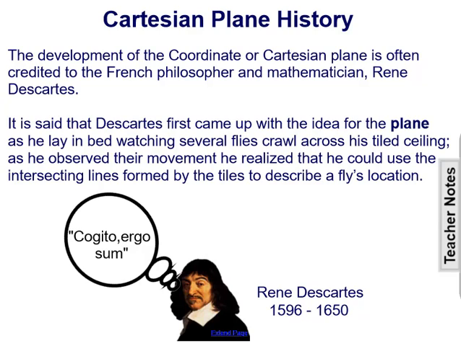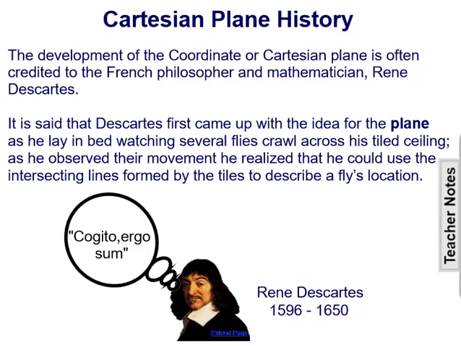The Cartesian plane. The development of the coordinate or Cartesian plane is often credited to the French philosopher and mathematician René Descartes. René Descartes lived from 1596 to 1650, and you may have heard of him from his famous quote, "Cogito ergo sum," which is Latin for "I think, therefore I am."